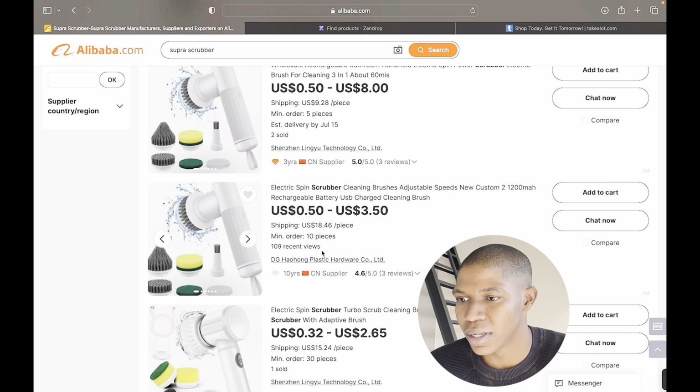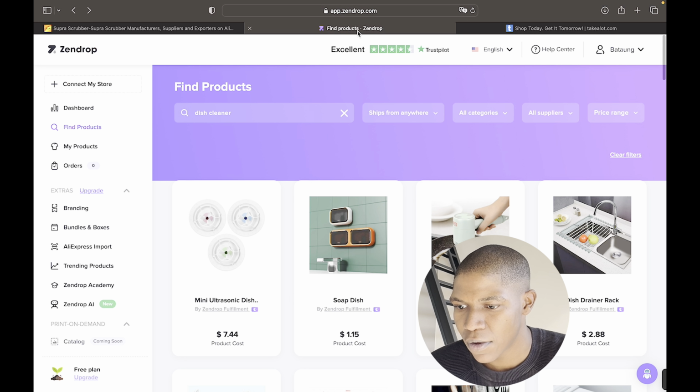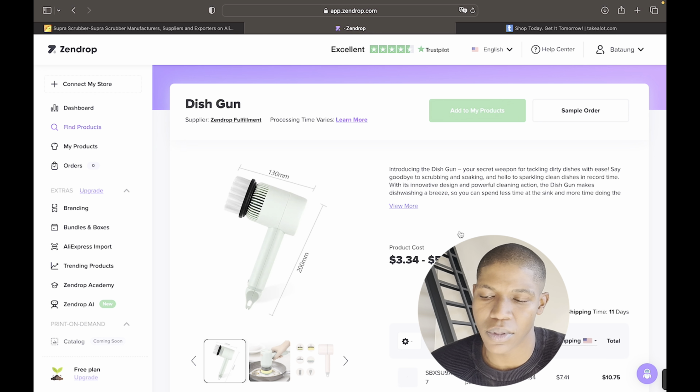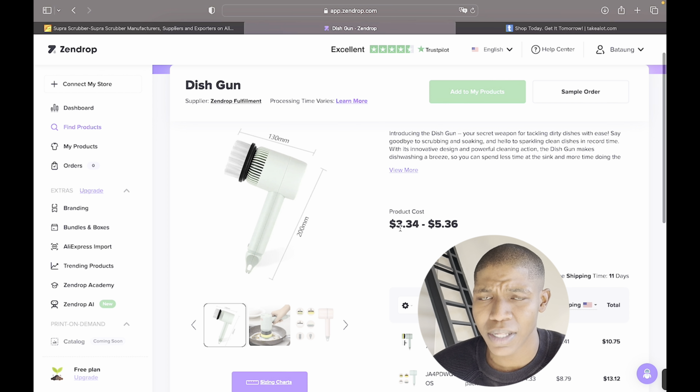So let's look at some alternatives. We can see that if you go into Zendrop here, we can source the exact same product for between $3 and $5. So that's very similar to what Alibaba was doing actually. Alibaba was at $3 for argument's sake. So very similar. Usually it's not the case.